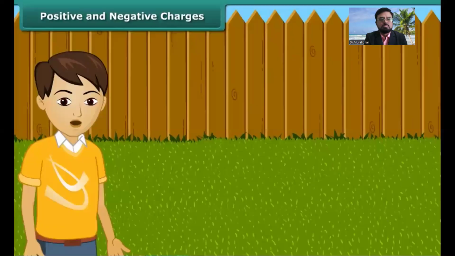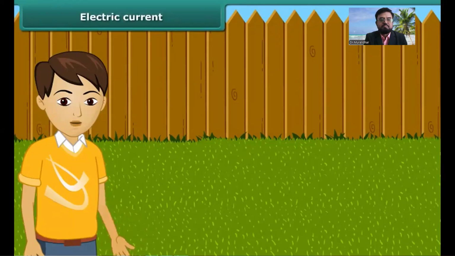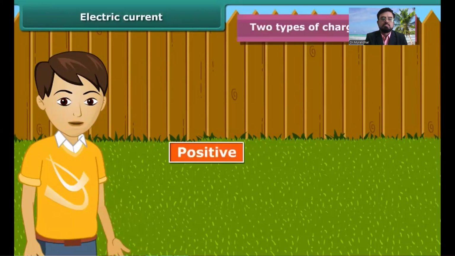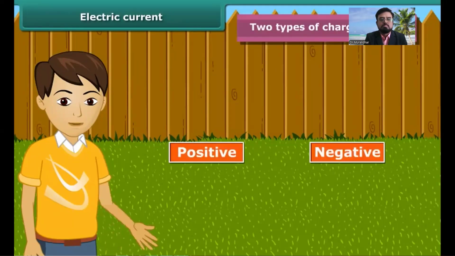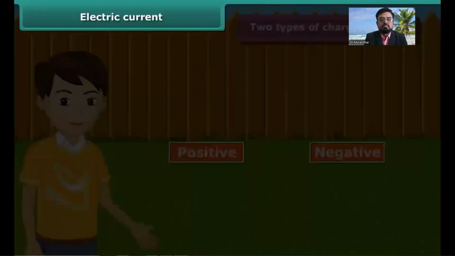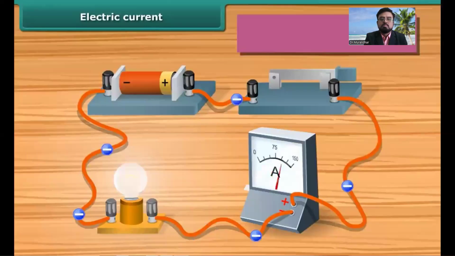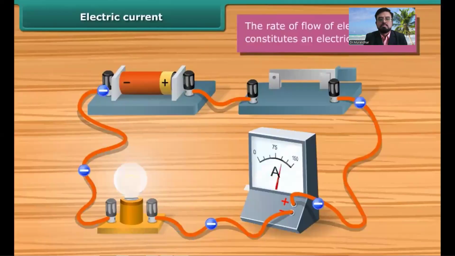These two kinds of charges are called positive and negative charges. The positive charge is shown by the plus sign and the negative by the minus sign. Merely as a convention, the charge on a glass rod rubbed with silk is taken as positive, and that of an ebonite rod rubbed with woolen cloth is taken as negative. From the earlier activity we can conclude that like charges repel each other and unlike charges attract each other.